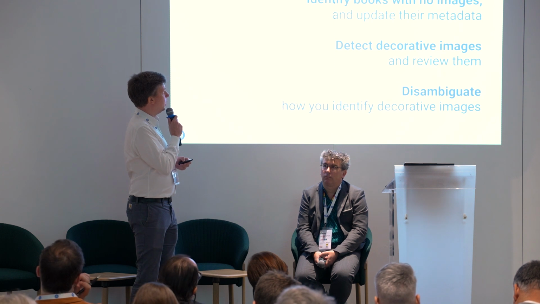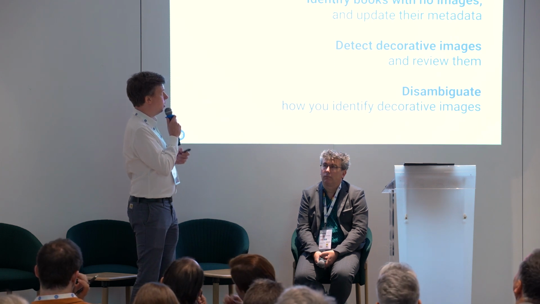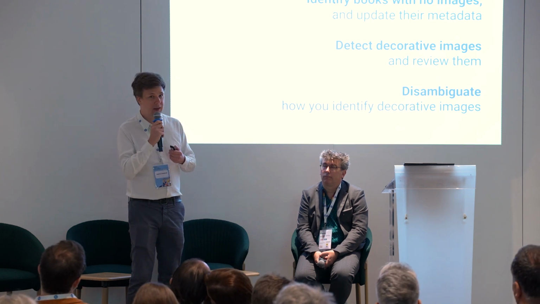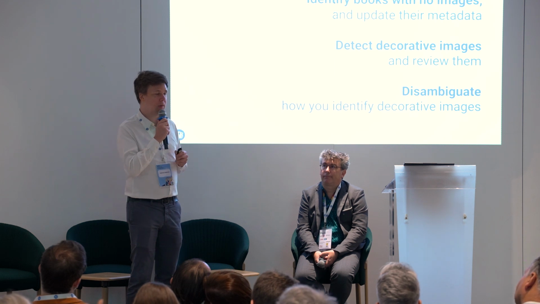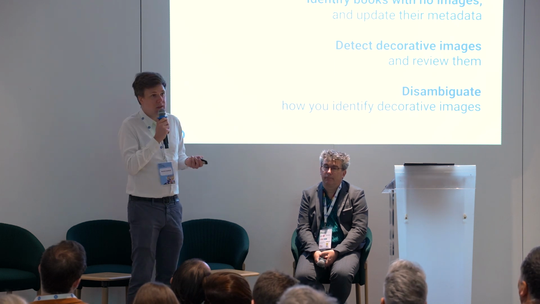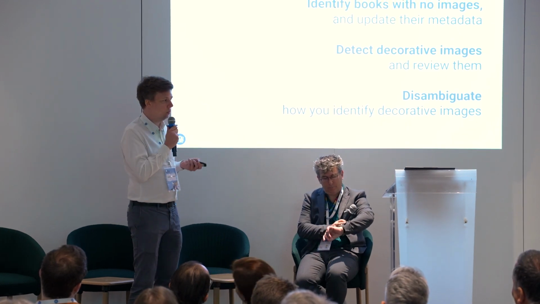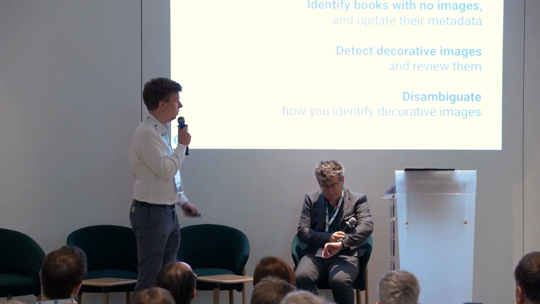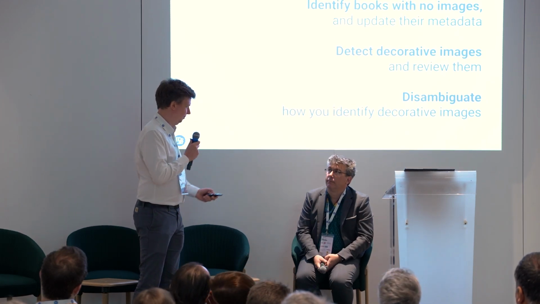So once again, a few key advice. Identify books with no images, send metadata in EPUB and ONIX once again. Detect decorative images. I just gave a few examples, but I think there are a few others too. And disambiguate how you do that.